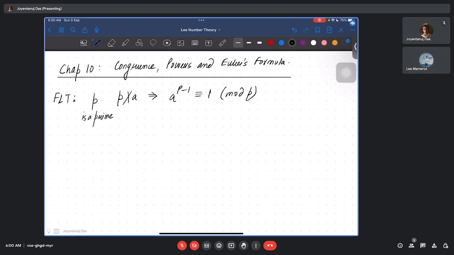So the natural question that comes to mind is, what will happen if P is a composite number? If we replace P by a composite number, does it still hold or not? Actually, it is not true. So let us see an example.